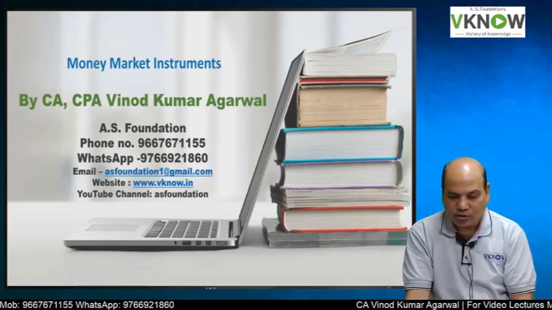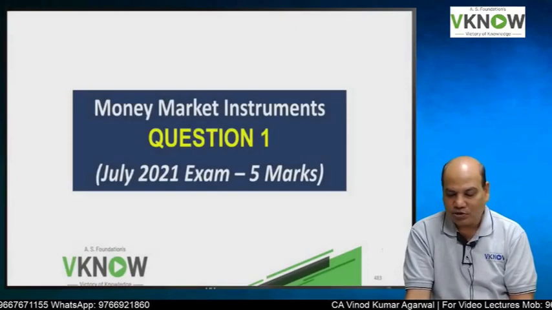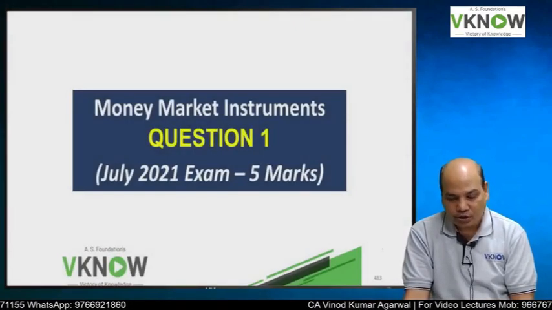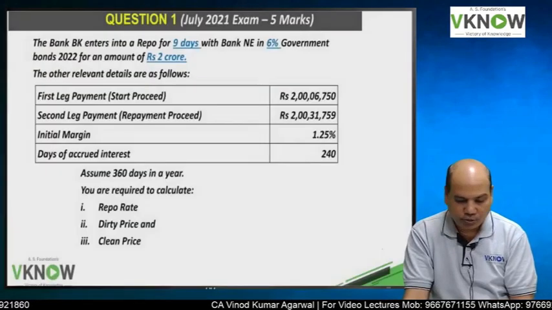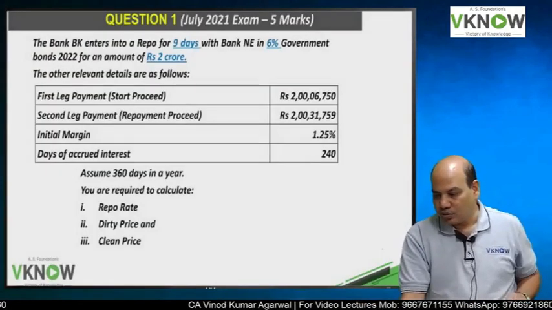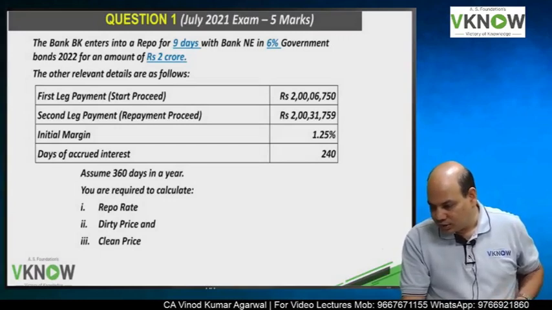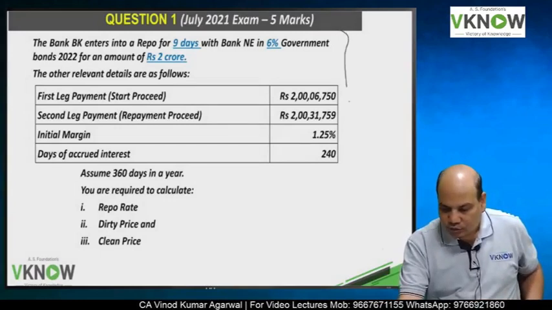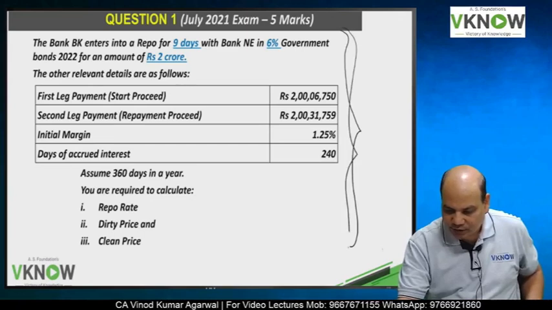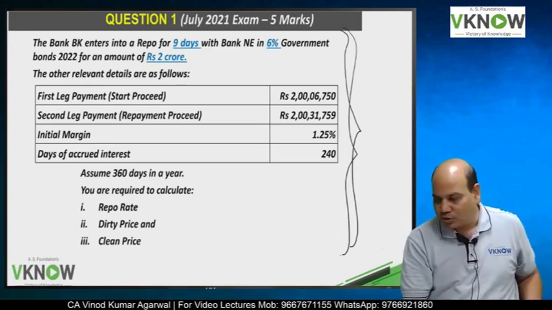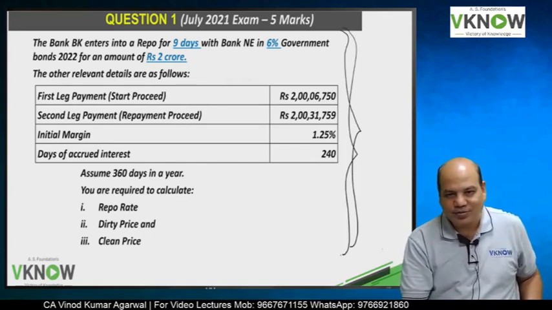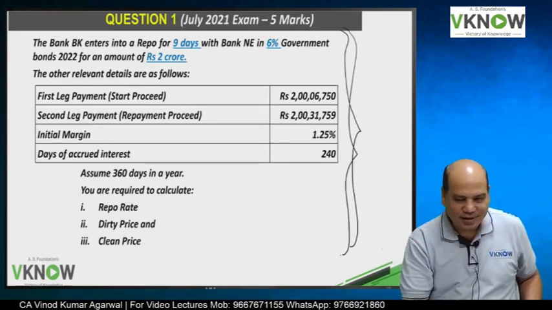One of the money market instruments is repo, that is repurchase option. There was a question for 5 marks asked in the July 21 exam on repo. If you know how to solve it by practicing in advance, you can solve it in the exam. Otherwise, you will not be able to solve. Okay, so just 2 more questions. Happy?